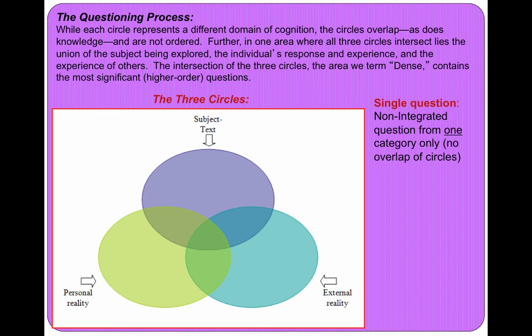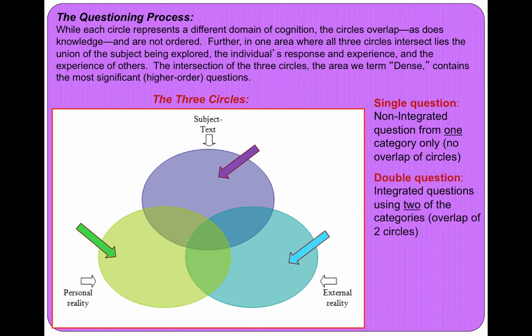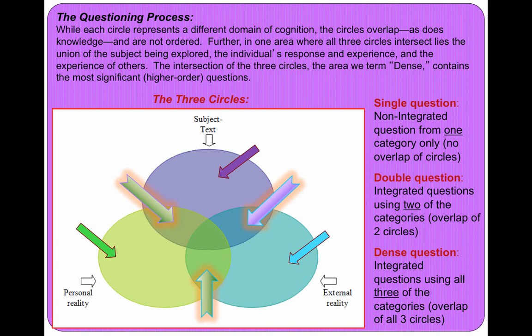The single question, non-integrated question from one category only, no overlap of circles. The double question, integrated questions using 2 of the categories, overlap of 2 circles. Dense question, integrated questions using all 3 of the categories, overlap of all 3 circles.